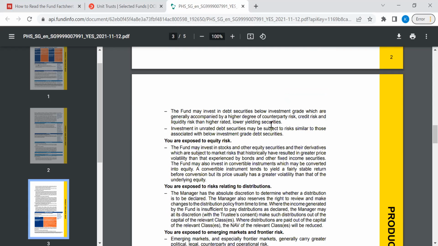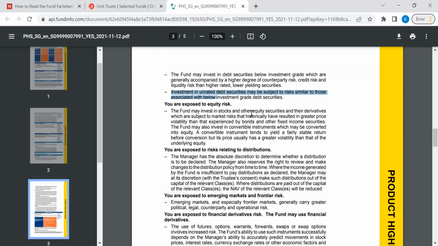So basically, they're saying that they might invest in more risky bonds. The reason for that is if you only invest in the investment grade products, of course, it's safer, but expected return is also lower. As we know, higher risk is associated with higher return, lower risk is also associated with lower return, right? Investment in unrated debt security may be subject to risk similar to those associated with below investment grade debt securities.